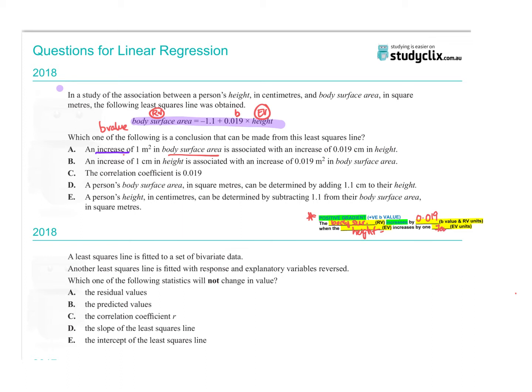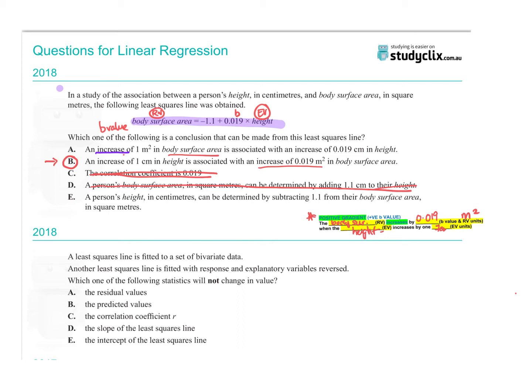An increase of 1 centimetre in height is associated with an increase of that in body surface area. Well, that's true, because we were supposed to put metres squared. So you can see that this one is interpreting the slope, the B value, correctly, so that's good. If we look at the other ones, this is not the R value, that's the B value, so that's definitely wrong. And for the body surface area square can be determined by adding, this one is just nowhere near; the 1.1 is the A value, we don't say that. So we definitely found the right answer there.